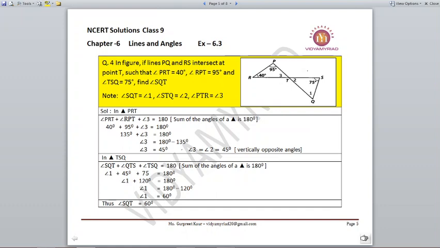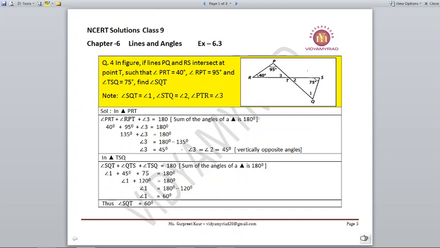Question number 4. In the figure, if lines PQ and RS intersect at point T such that angle PRT is 40, angle RPT is 95, and angle TSQ is equal to 75, find the angle SQT. Now what is your SQT? Angle 1. If you look at the picture, we have to find out angle 1.